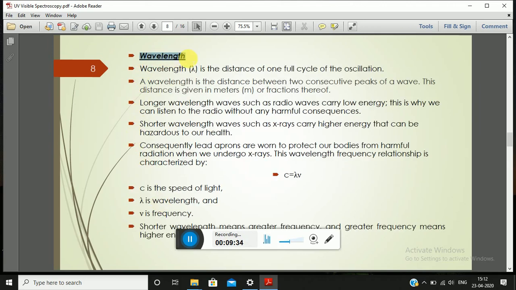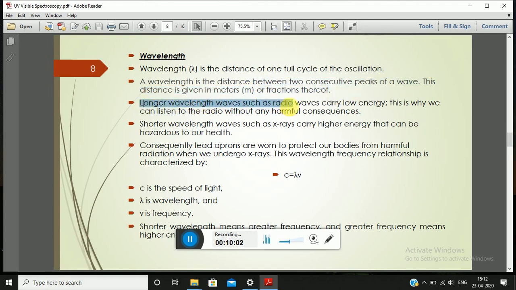Coming to another important characteristic of a wave, that is known as wavelength. Wavelength is designated by lambda. It is the distance of one full cycle of an oscillation. So wavelength is the distance between two consecutive peaks of a wave. It is measured in meters. It is only a distance which has to be measured between two consecutive peaks.